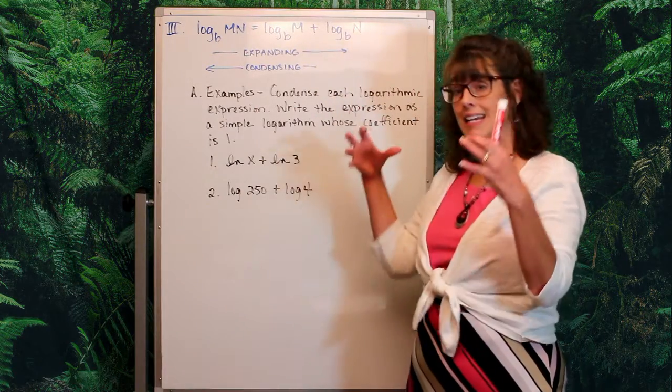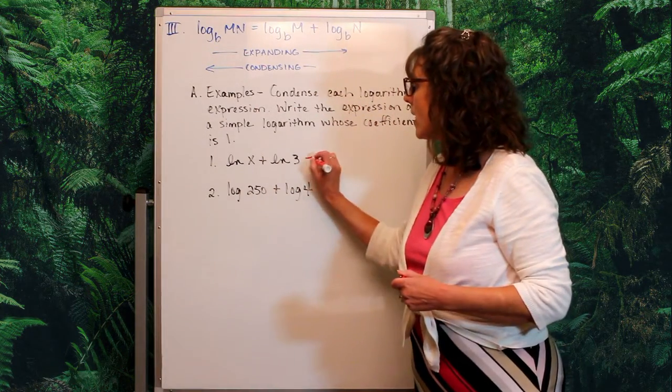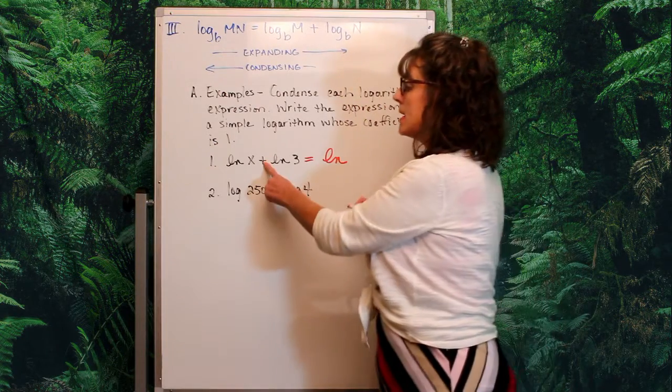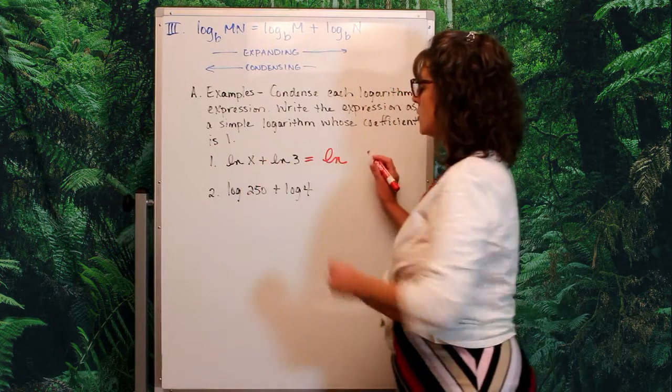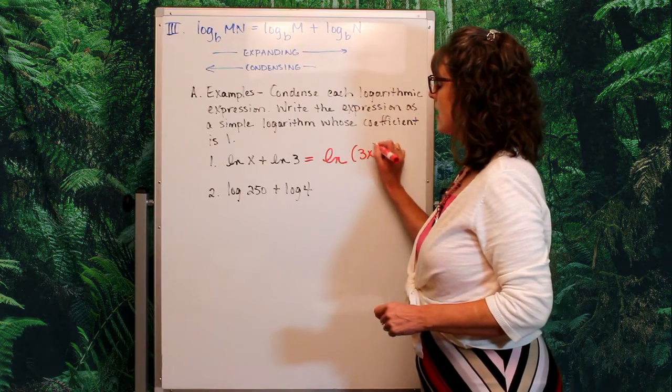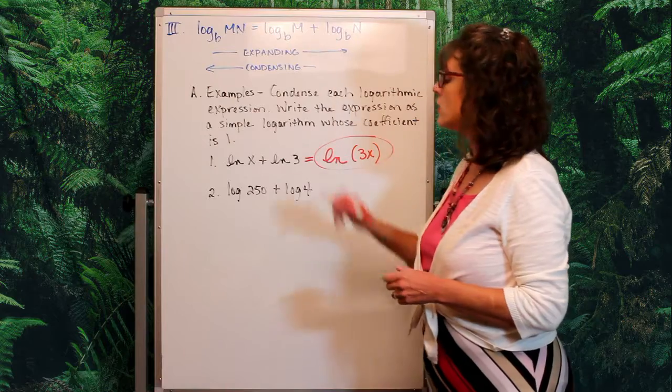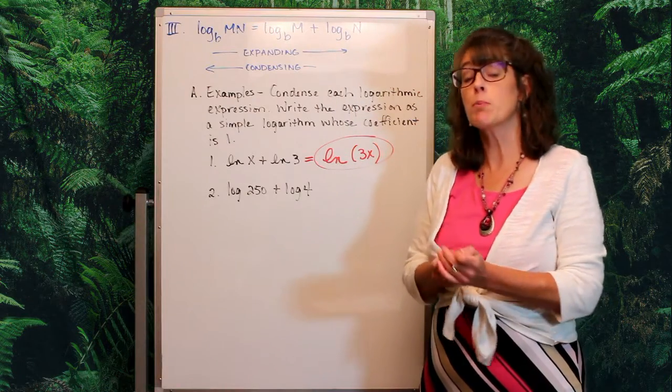So what I can do is condense it into one, and I can say, okay, I'm going to take one of these natural logarithms with that base e. Because it's addition, I'm going to multiply these two factors together, 3x, and that is now condensed. There is nothing more that I can do with this, as opposed to the previous example.